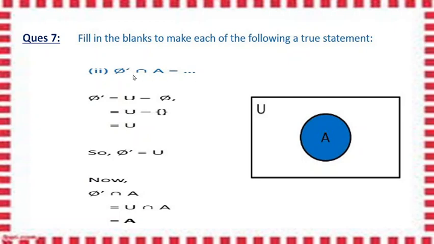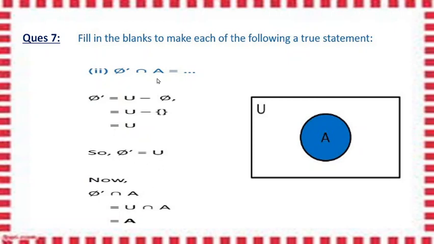Now question number 7, we have to fill in the blank to make the statement true. Phi complement intersection A. We know very well phi means empty set. So phi complement, how do we find the complement of any set? That is universal set minus phi. Phi means empty set. So universal set minus empty set means minus nothing, so that is equal to the universal set only. The same way, 4 minus 0 means 4 minus nothing, so that is 4 only. So phi complement is equal to the universal set.